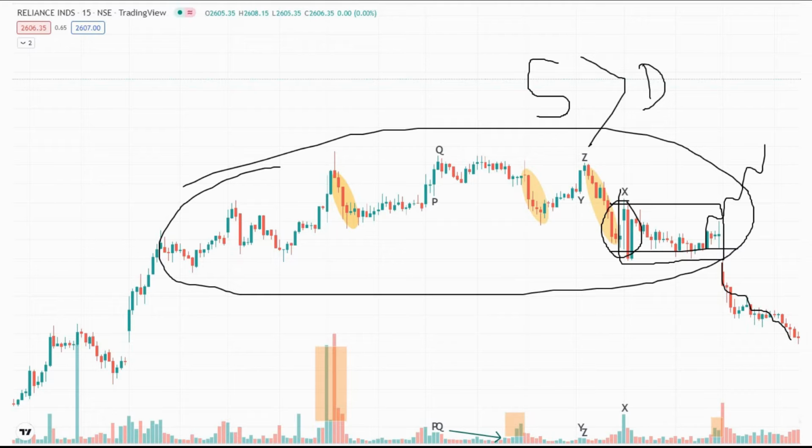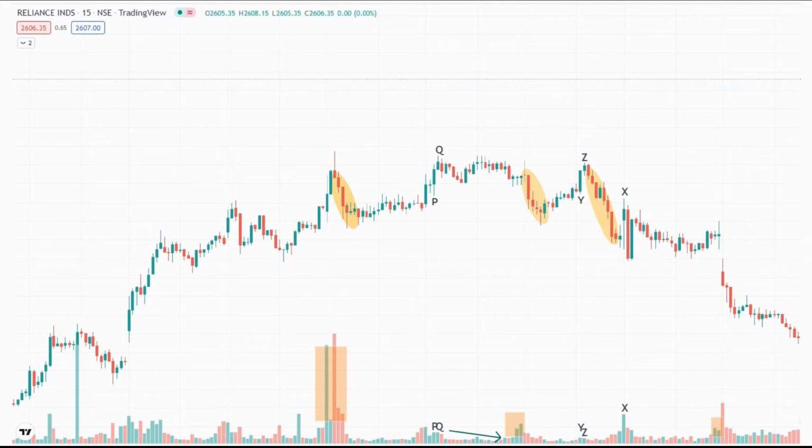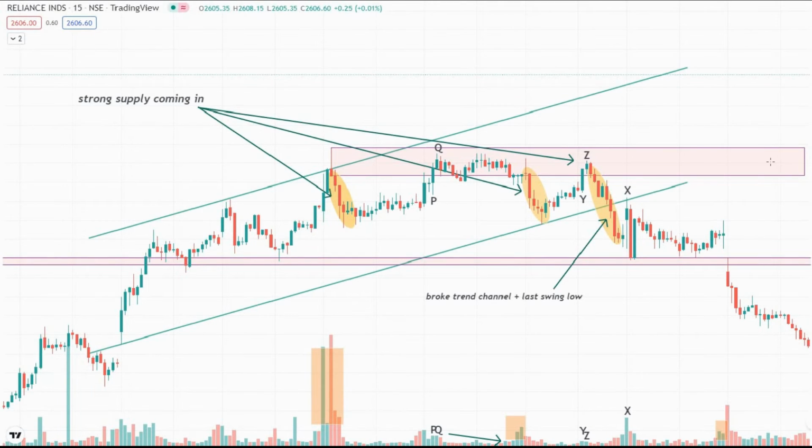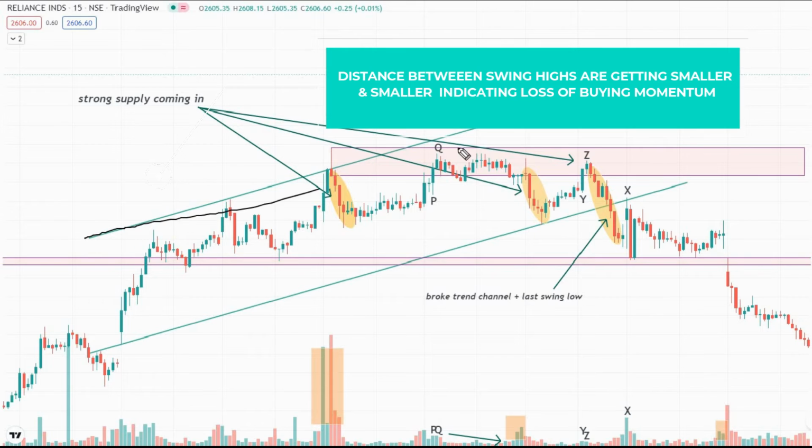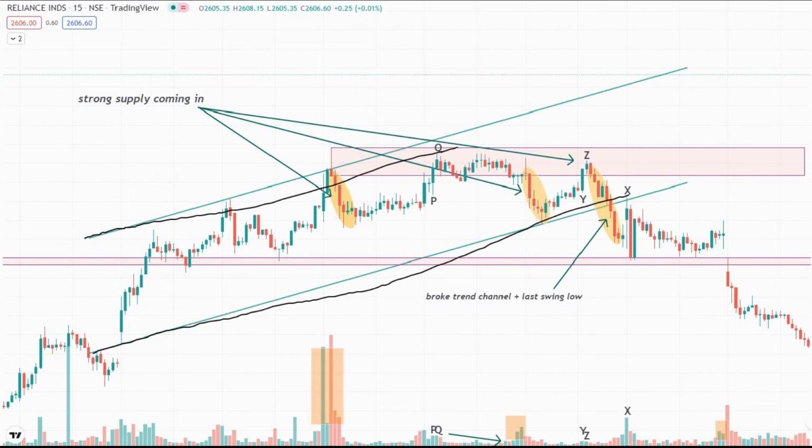Now we will add structure and look for potential low risk, high reward trading opportunities. See, when we add structure, the picture becomes clearer. Good buying momentum, momentum is slightly getting slower. Again, momentum is getting slower, weaker. So overall the trend is getting weaker and the buyers are losing momentum, and we are forming a very, very good trend channel also. Now here, what happened?